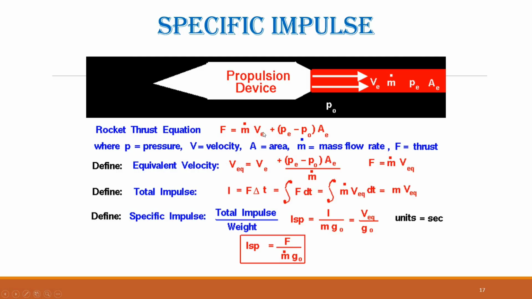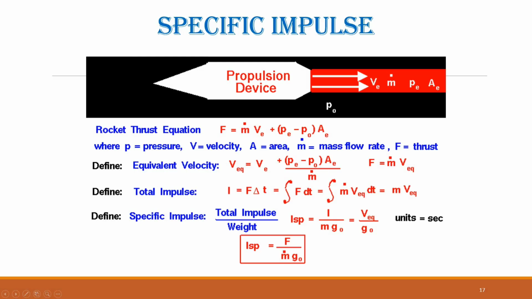Dividing the thrust equation by m dot gives: thrust divided by mass flow rate equals exhaust velocity at the exit, plus the difference between the exit pressure and the surrounding pressure multiplied by the exit area divided by the mass flow rate. We define a new quantity called the equivalent velocity, V equivalent, as the right-hand side of the equation. Equivalent velocity equals exhaust velocity at the exit, plus the difference between the exit pressure and the surrounding pressure multiplied by the exit area, divided by the mass flow rate.